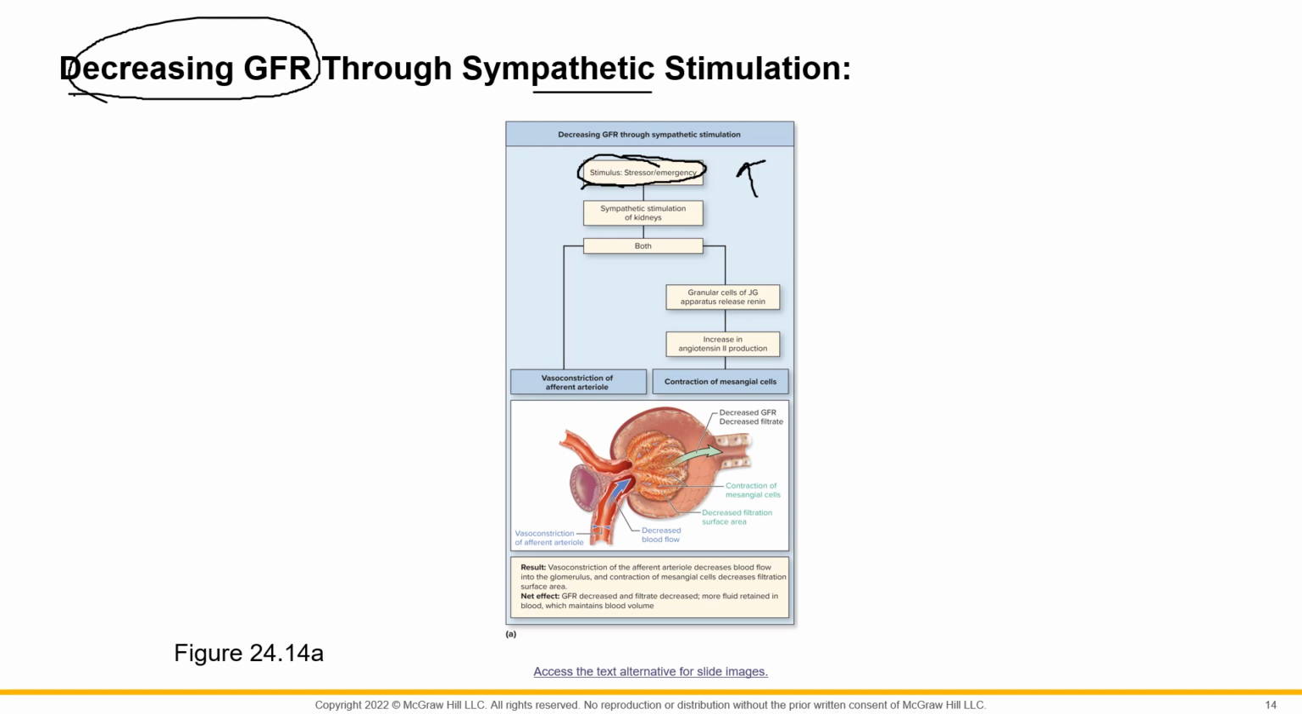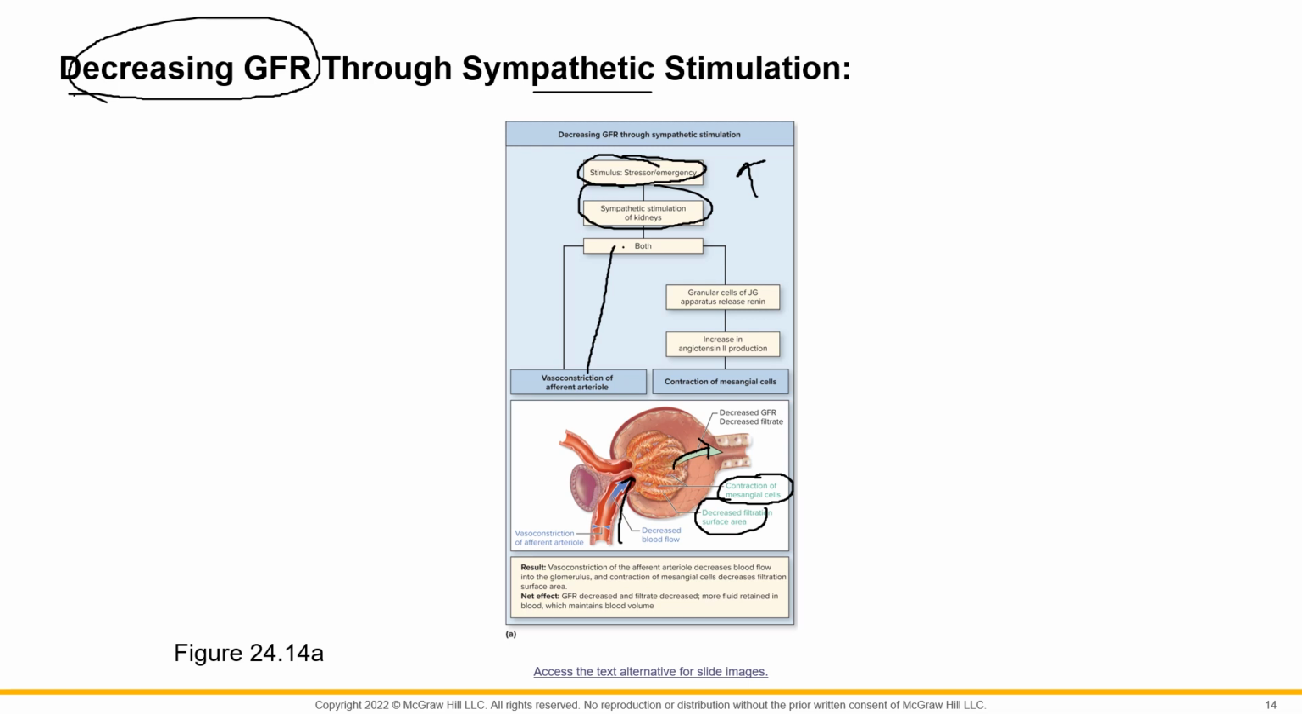So there's sympathetic stimulation of the kidneys, and here is what ends up happening. First, the afferent arteriole constricts. Less blood going in equals less filtrate forming. Less filtrate forming decreases GFR. Here, the mesangial cells also contract, thereby decreasing surface area. So lesser surface area equals lesser filtrate produced as well.